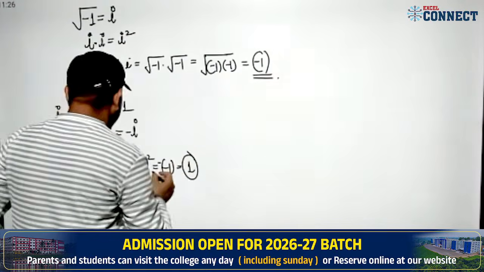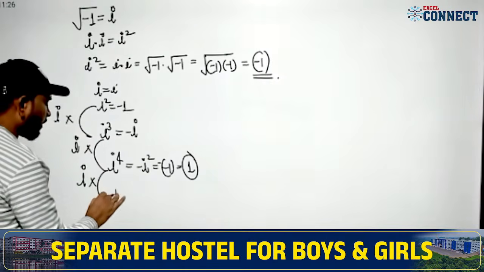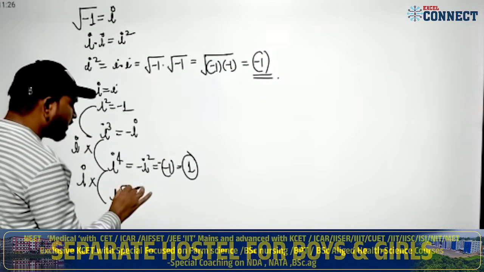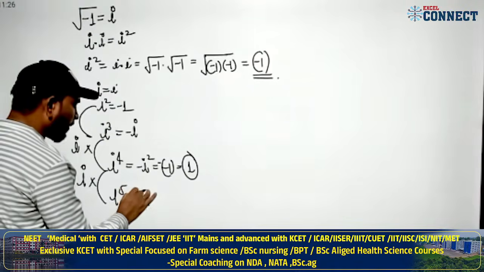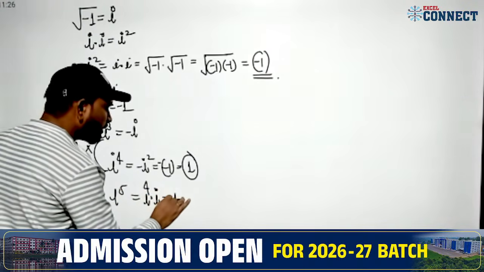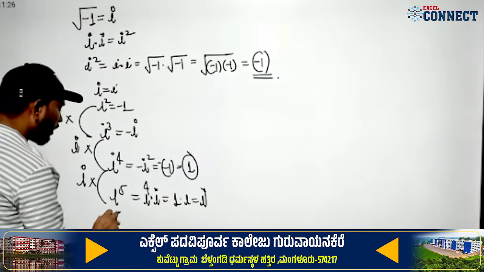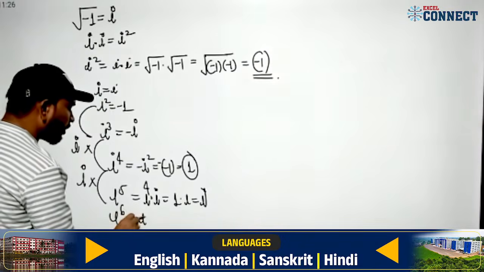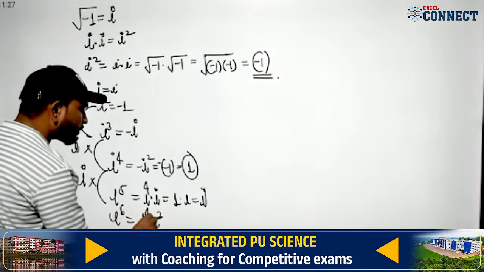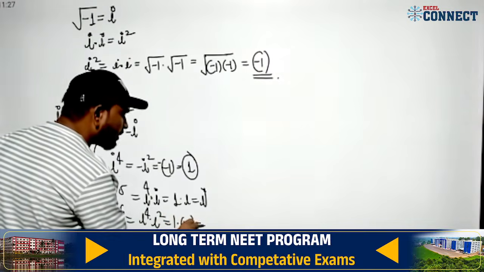So listen, if I further multiply, iota power 5 is iota power 4 into iota. Iota power 4 value is 1, so this is only and only iota. If I ask you iota power 6, it is iota power 4 into iota square. This value is 1, and iota square is -1, so it is -1.